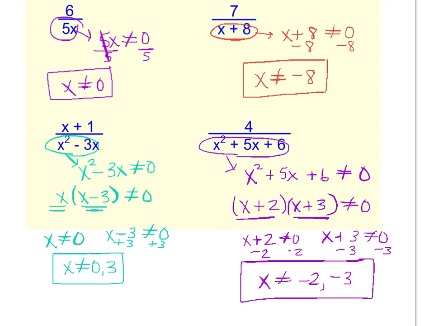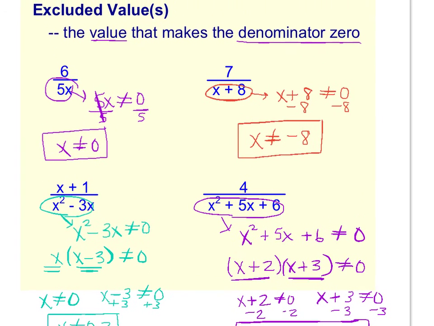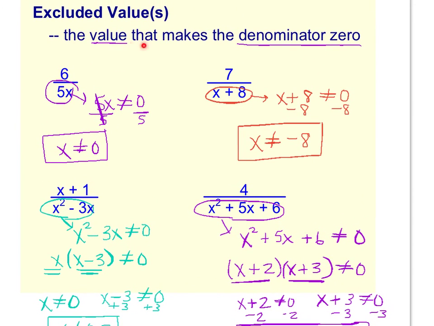So excluded values, if you just remember what it means, it's the value that makes the denominator 0. So just grab your denominator, rewrite it, not equal to 0, and then solve for x, and that's how you'll get your excluded values.